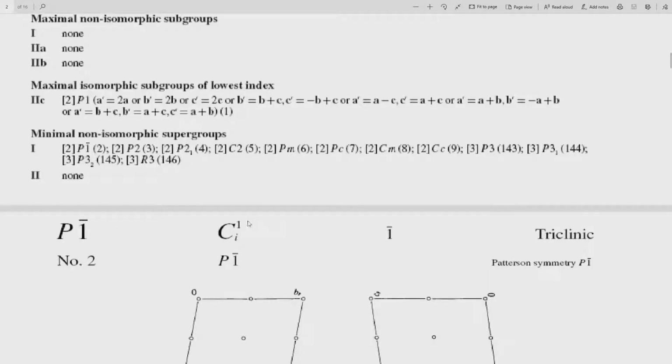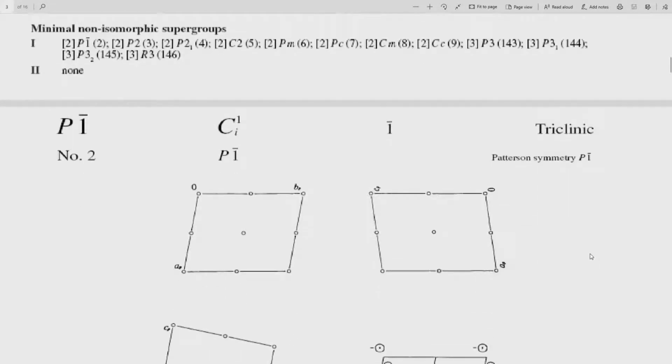And both of them now belong to the first crystal system, so it is 1. So this is Ci 1. And the point group symmetry is 1 bar, as we already know, and this belongs to the triclinic system. Now how does the projection diagram look like, and where are the symmetry elements? So that is given in these 3 projections. Again, we will concentrate only on this projection diagram.